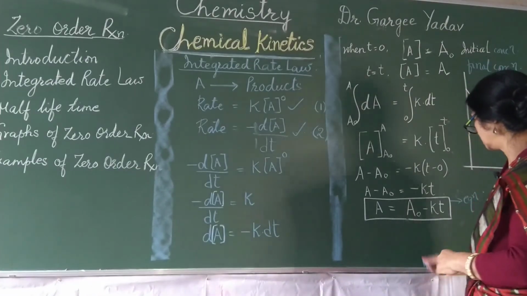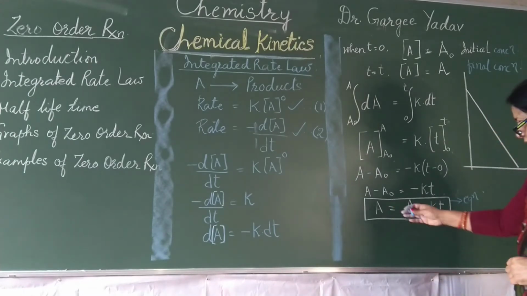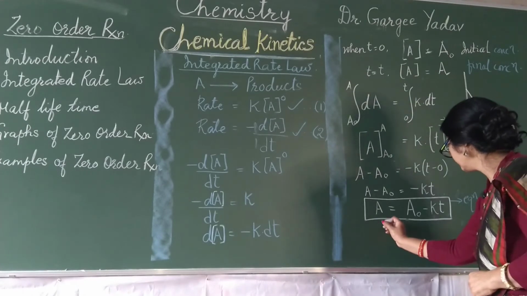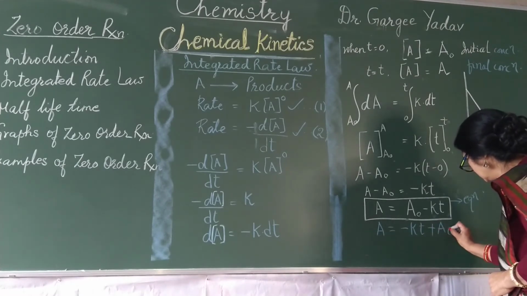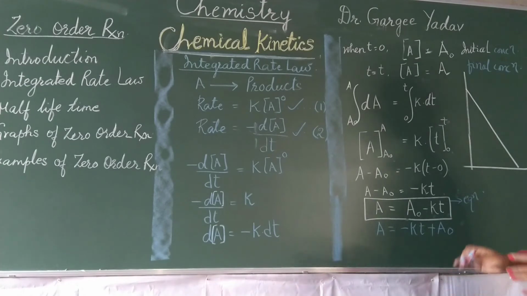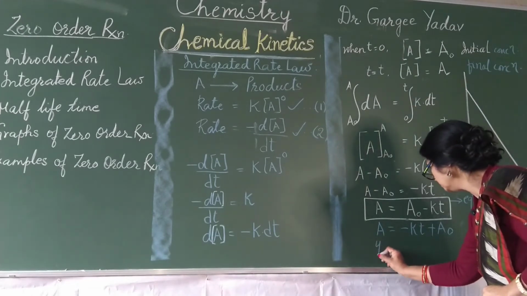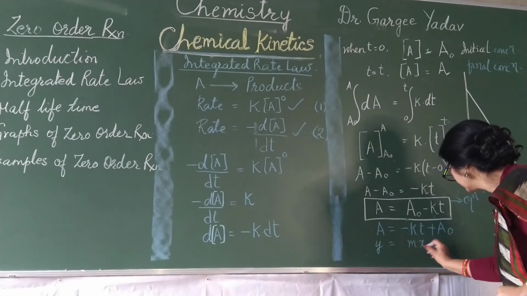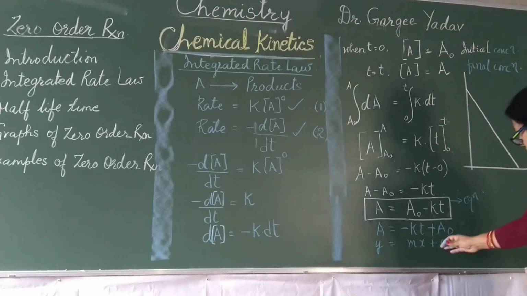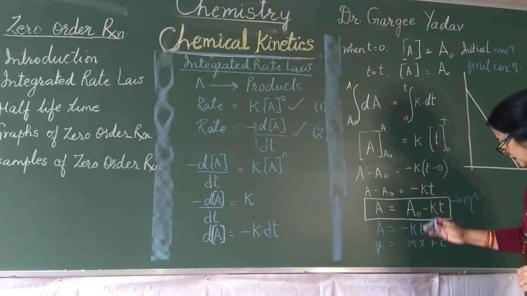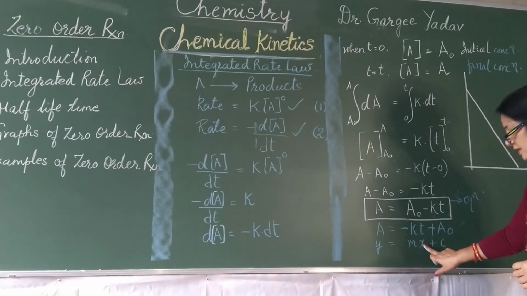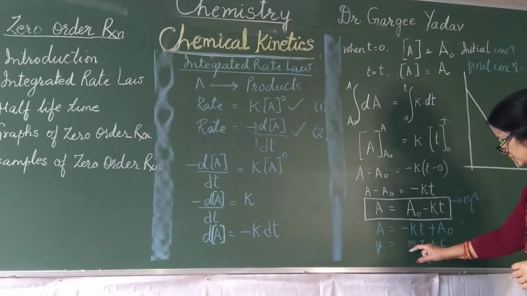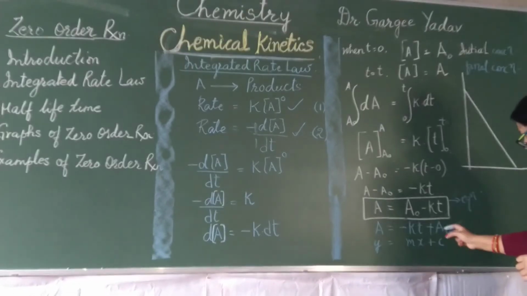If we observe it, what we find is that it is actually the equation for a straight line. A is equal to minus Kt plus A naught. I have made a bit of rearrangement, and if we notice it, it is actually the equation for a straight line, y is equal to mx plus c, where c corresponds to A naught, x is for time, and y axis is A. This means if we plot y and x, then we will get a straight line, the slope of which is m, and the intercept on the y axis is c.